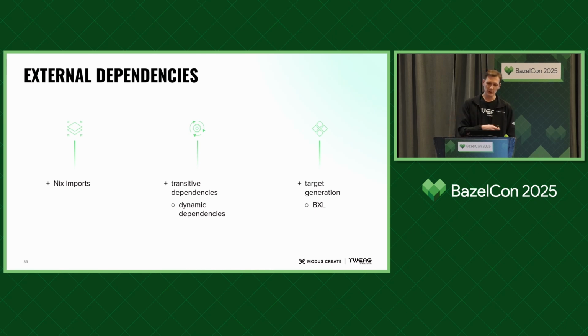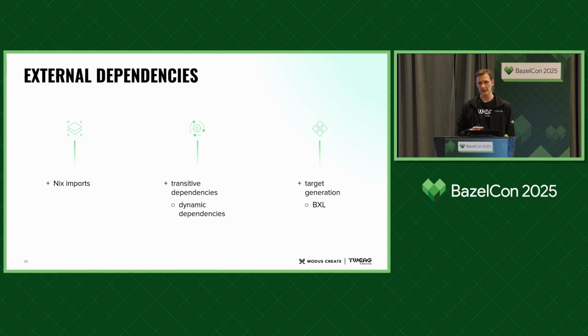But in the Buck2 case, thanks to the dynamic dependencies, we can dynamically inspect the Nix-provided package dependency graph and then wire the actions up in such a way that they're only invalidated if the actual packages they depend on are invalidated. So then we also get package-level incrementality with third-party dependencies.